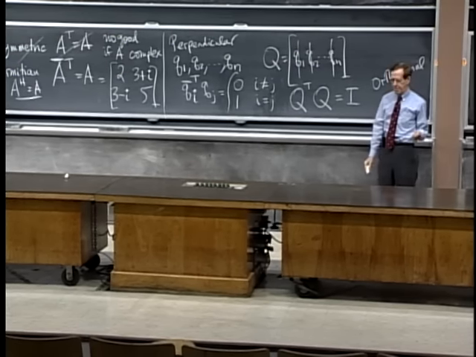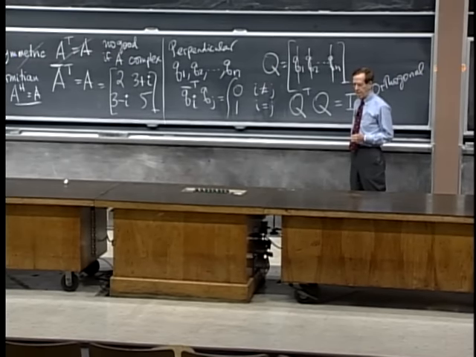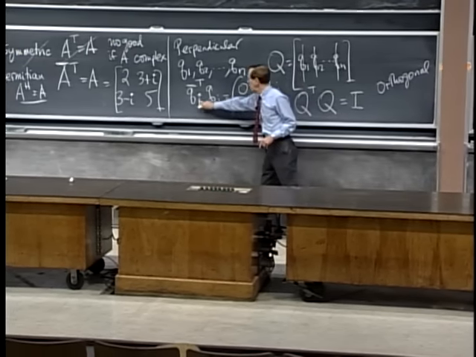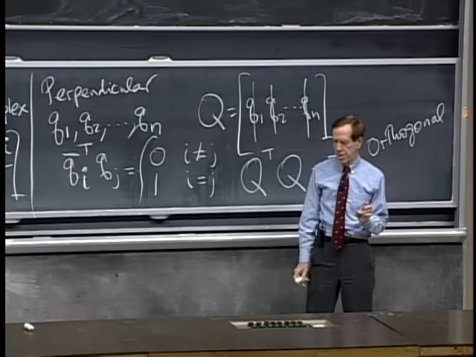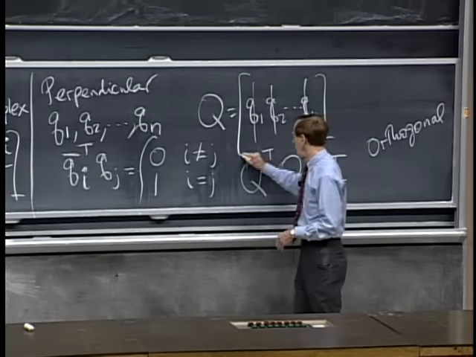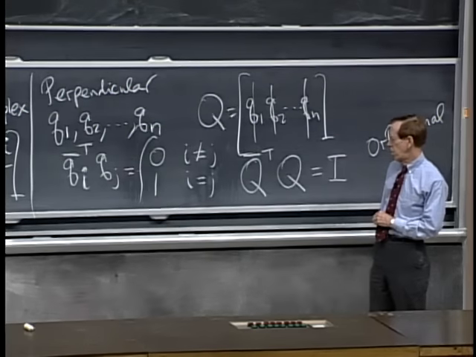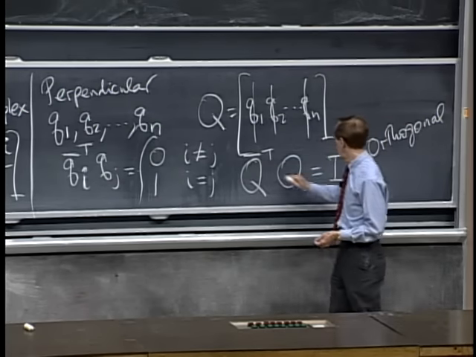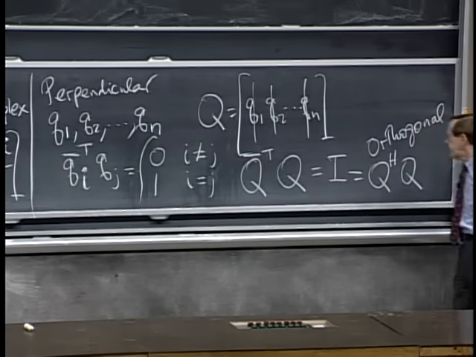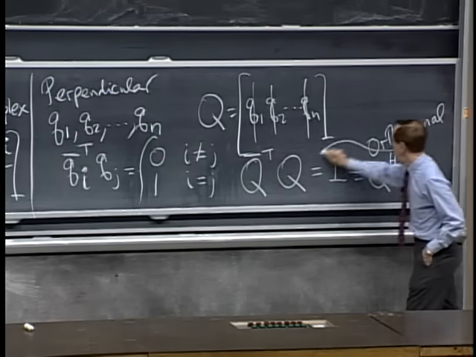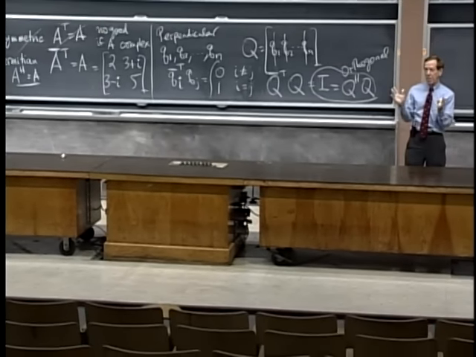But what's changed? These are now complex vectors. Their inner products involve conjugating the first factor. So it's the conjugate of Q transpose. It's Q bar transpose Q, Q Hermitian. So let me call it Q^H Q, which is I.